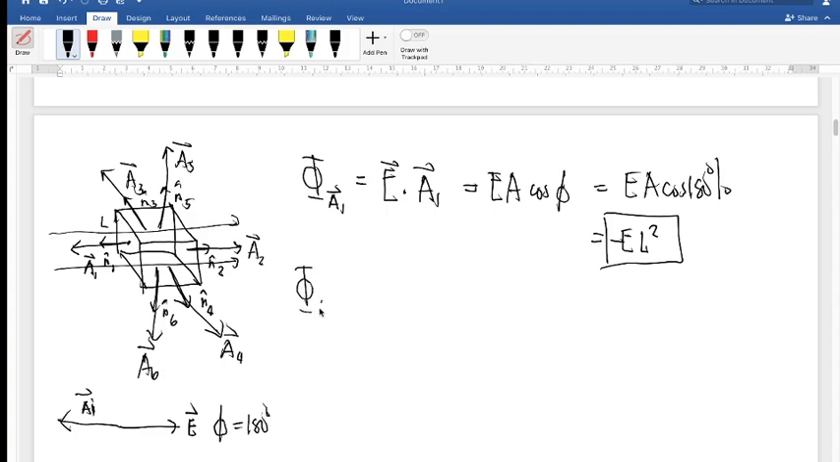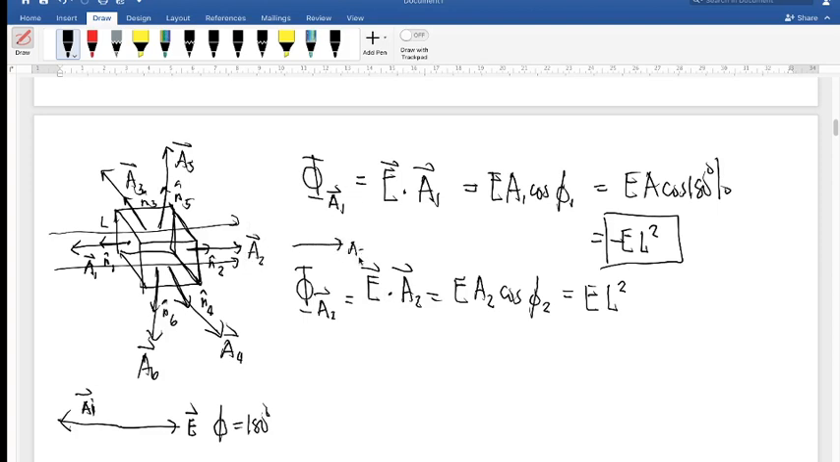How about the electric flux through A2? The same formula applies: E dot A2, again with no subscript on E. So we have E A2 cosine of phi. I will just put a 2 here to avoid confusion; that is phi 2. The area of the face is L squared, since all faces of a cube are squares. The angle between the electric field and A2: A2 is going in this direction and your electric field is going in this direction. So the angle between them is 0 degrees, and cosine of 0 is equal to 1. So we have a positive flux on the A2 side.